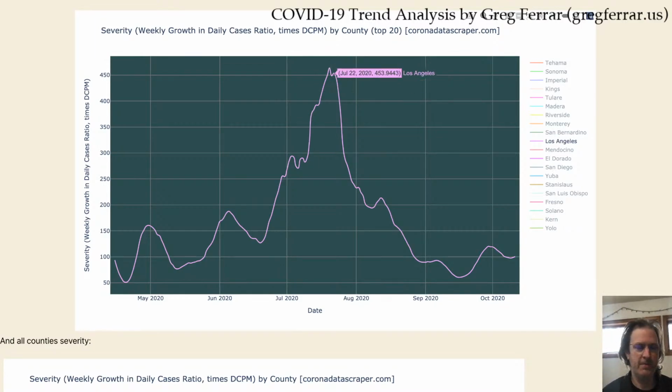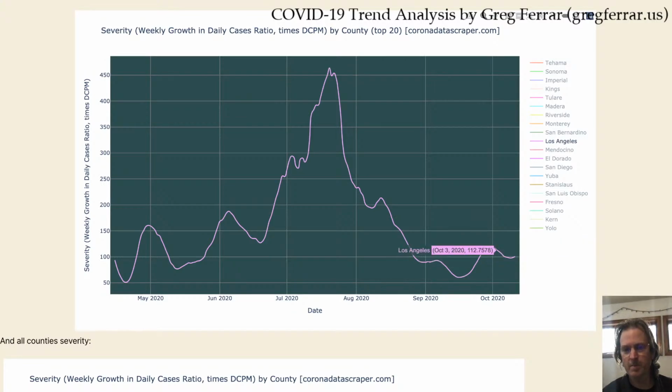Now, it was at 450 daily cases per million, and it has recovered very nicely down to the 60s range, which is, we still want to have it down really in the single digits. So we still have an epidemic in California. This is no time to relax. But it did very strongly recover.